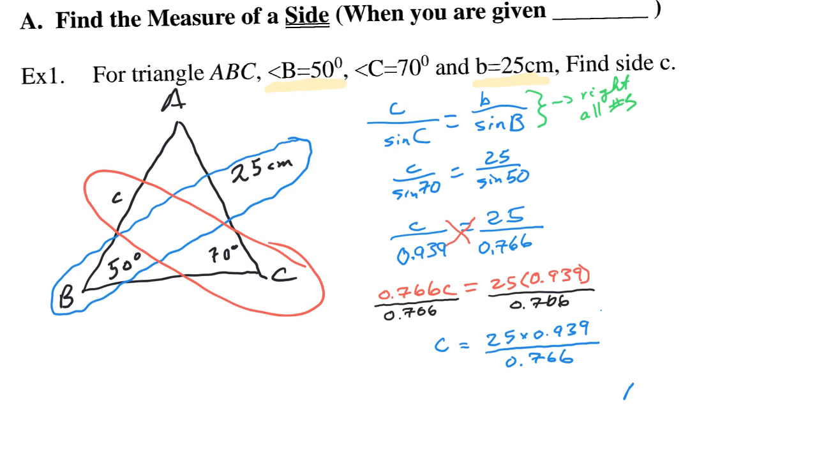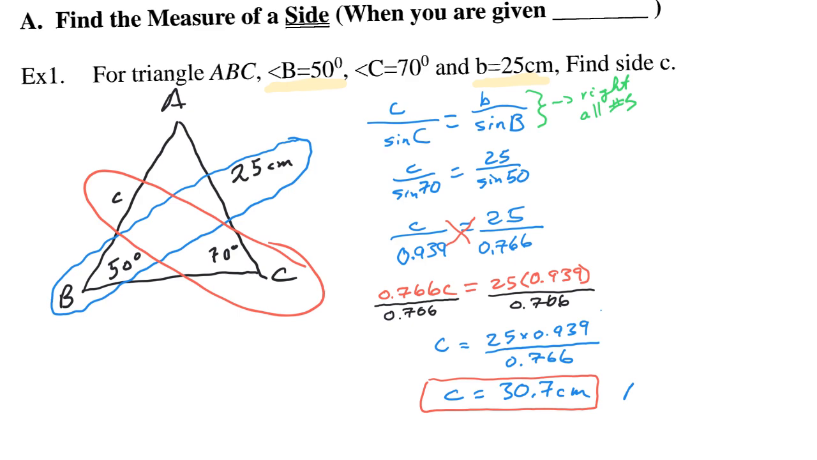So now that I have that, all we have to do is calculate C by doing this calculation. So remember, we're going to do the top first. We're going to go 25 times 0.939, and then we're going to divide by 0.766. Try that out on your calculator, and you should get about 30.7 centimeters.